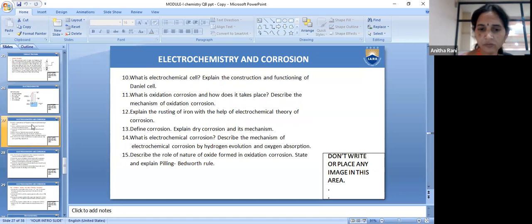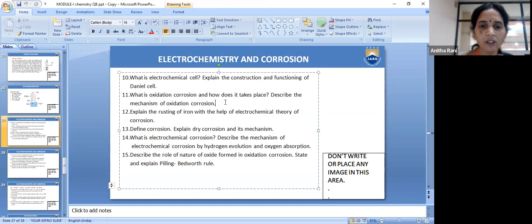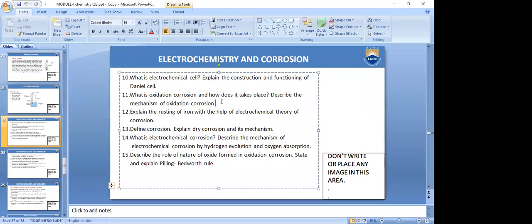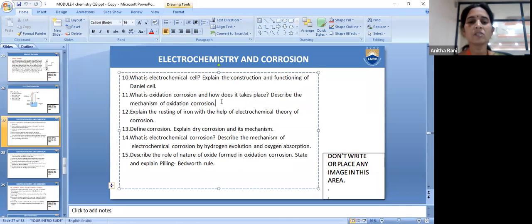Okay. Hello, students. Okay, na? You are not there? Hello. Hello, students. Yes, ma'am. Mechanism Yes, of oxidation corrosion, you have to explain with the diagram.